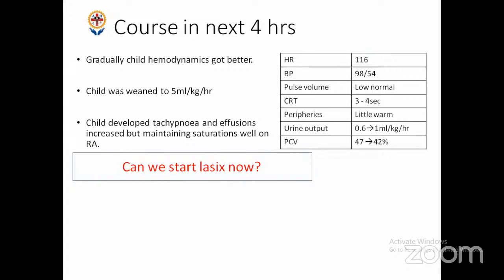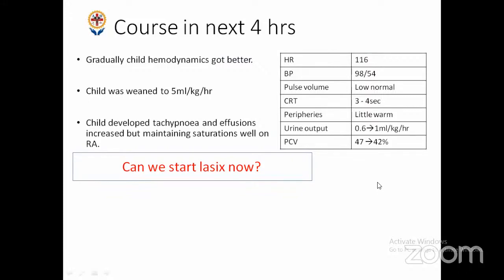So we are weaning the child to 5 ml per kg per hour, and currently the child has developed tachypnea and effusions. Your vitals are very well. So here, does anyone want to try Lasix to decrease distress? If yes, what is the rationale?